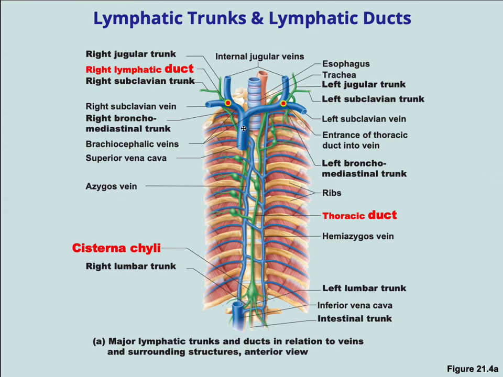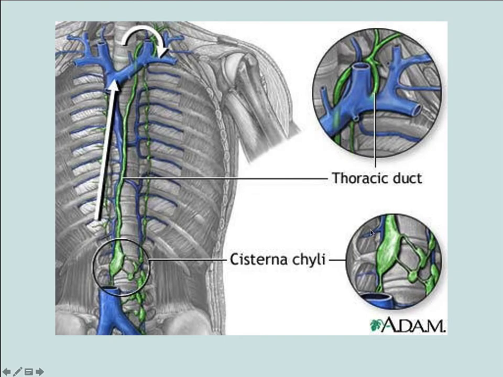This is just another enlarged visual illustrating the same point. You can see the drainage point where the lymphatic system, okay, joins the vascular system is at the junction of these internal jugular veins and the subclavian veins. Just another illustration.